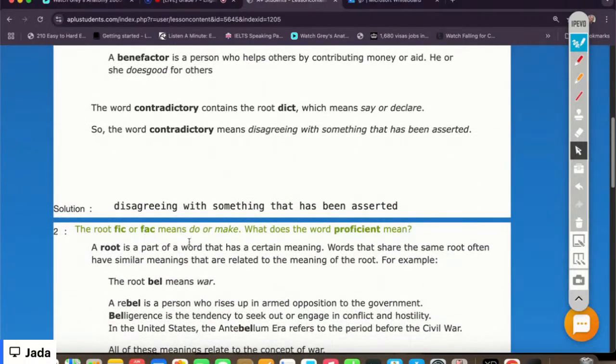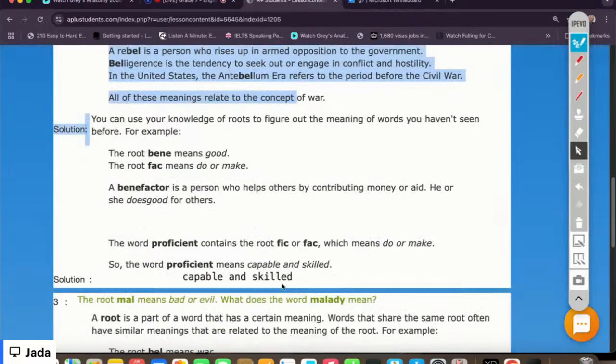Now the root fic or fact means do or make. What does the word proficient mean? Proficient means capable and skilled, because fic or fact means do or make.